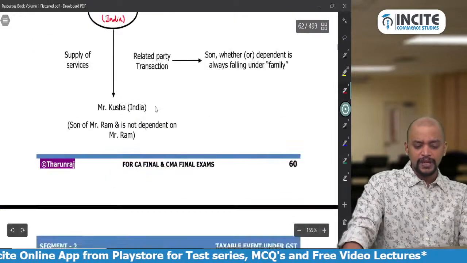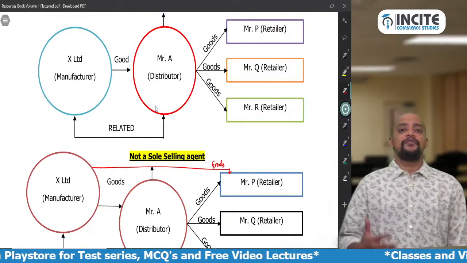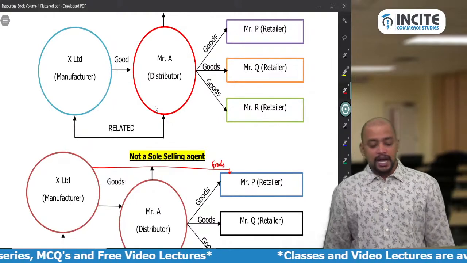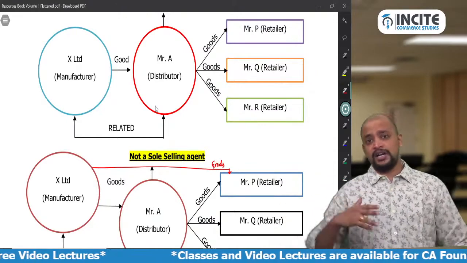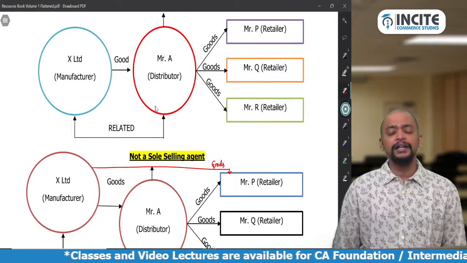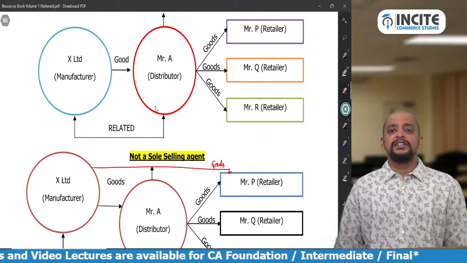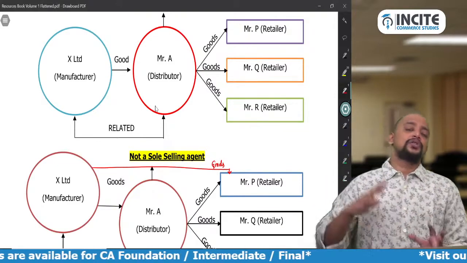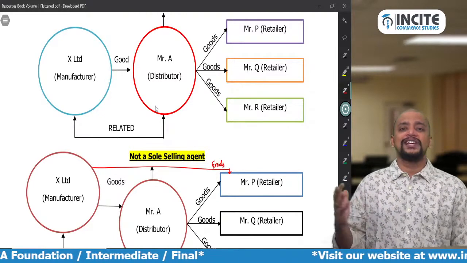Okay. So we completed related definition, total 9 points. Number 1, such persons are officers or directors of one another's business, and they are legally recognized partners of a firm, and they are employer and employee. And next, point number 4, one person directly or indirectly owns, holds or controls 25% or more of the outstanding voting stock or shares of both of them. And next, point number 5, one person directly or indirectly controls the other. And point number 6, they both are under the common control. And point number 7, together they control another person. Point number 8, they are members of the same family. And point number 9, sole selling agent.